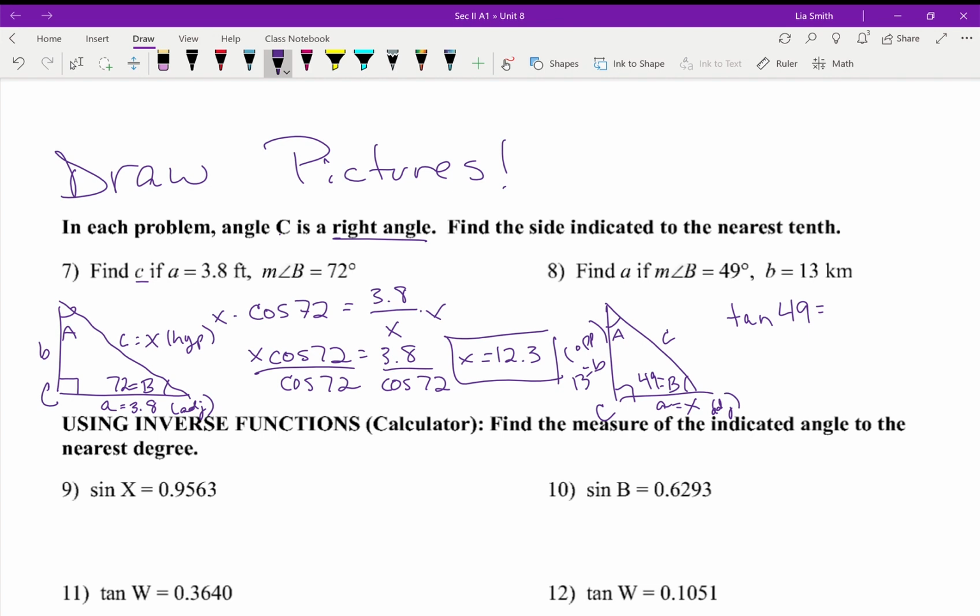So this would be the tangent of 49 equals 13 over x, and now I can solve for x by multiplying both sides by x, and then dividing by the tangent of 49. So I end up with x equals 11.3 kilometers. Okay, that's all for today.